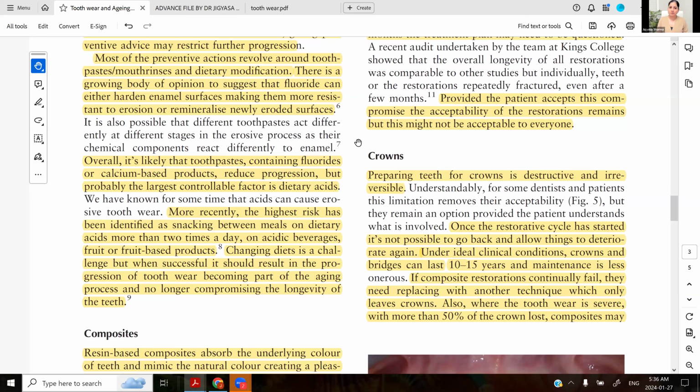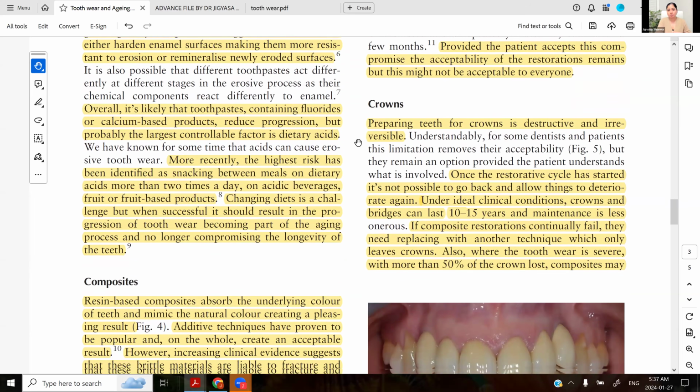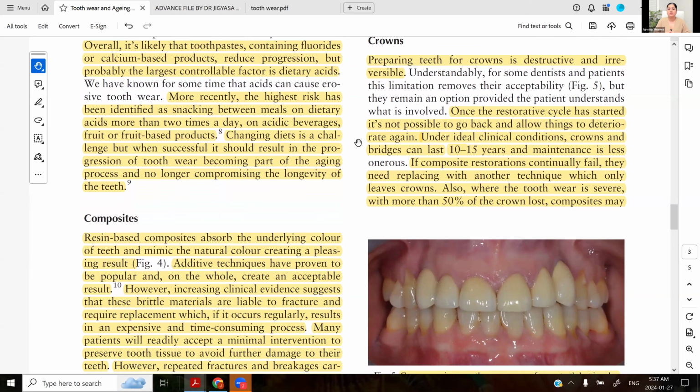There is a growing body of opinion to suggest that fluoride can either harden enamel surfaces, making them more resistant to erosion, or remineralize newly eroded surfaces. So incorporating fluoride along with your desensitizing toothpaste and diet modification is considered the recent preventive approach. Overall, it's likely that toothpaste containing fluorides or calcium-based products will reduce progression. CPP, ACP, and fluoride also work together in remineralizing and making the teeth stronger and more resistant to erosive wear. But probably the largest controllable factor is still dietary acids. Remove the etiological factor as well.